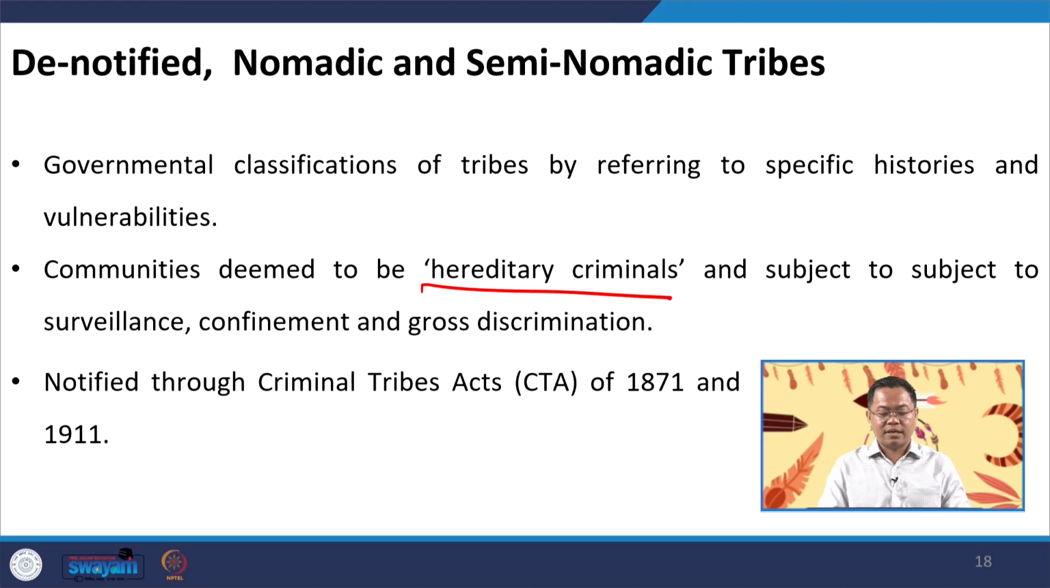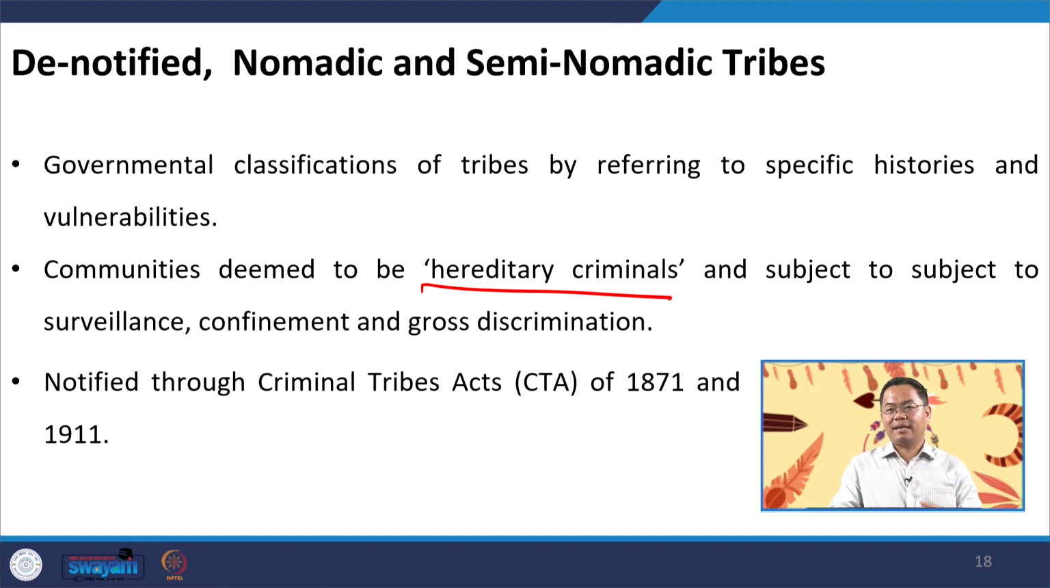gross discrimination. Now, why is it that the British felt the need? Why did they think that some communities needed to be identified as a criminal tribe? I do not have to explain that the term criminal has a lot of negative connotations. The first thing that comes to your mind when anyone uses the term criminal is that they are doing something bad, they are committing a crime, they are indulging in certain activities which are harming or impacting someone or something negatively.